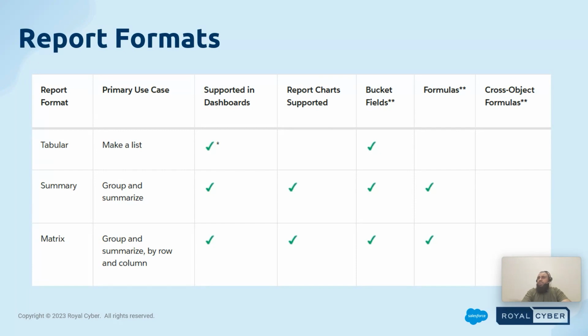Okay, the third one, the metrics. So what do matrix reports do? These matrix reports group data by both rows and columns, providing a detailed and comprehensive view, but are more time consuming to set up. So what would be the best use case for this report?